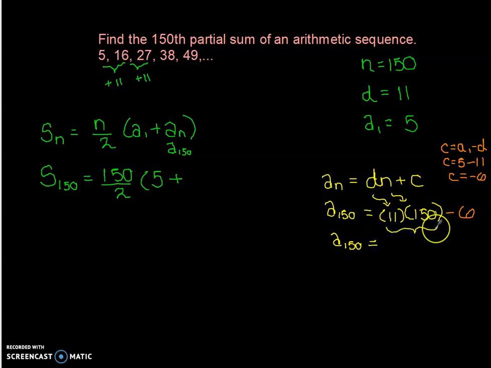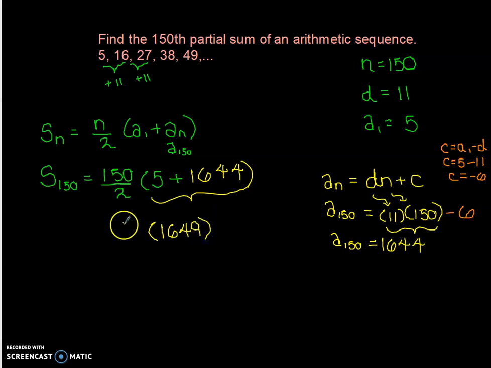So we have 11 times 150. And then subtract 6, and that should give us 1644. So my 150th term is 1644. And then from here, applying PEMDAS, parentheses comes first. You're going to just add these, 1644 plus 5, which would give me 1649. You can multiply it by 150 and then divide it by 2, or just multiply it by 75, which is just 150 over 2 ahead of time.